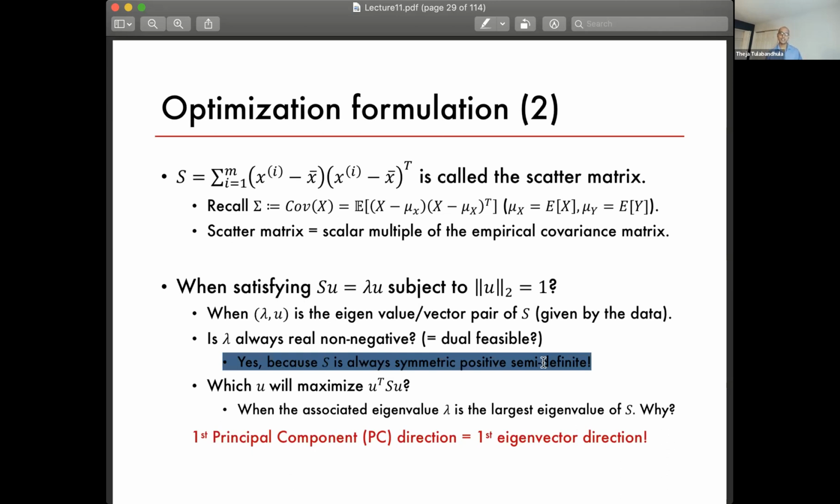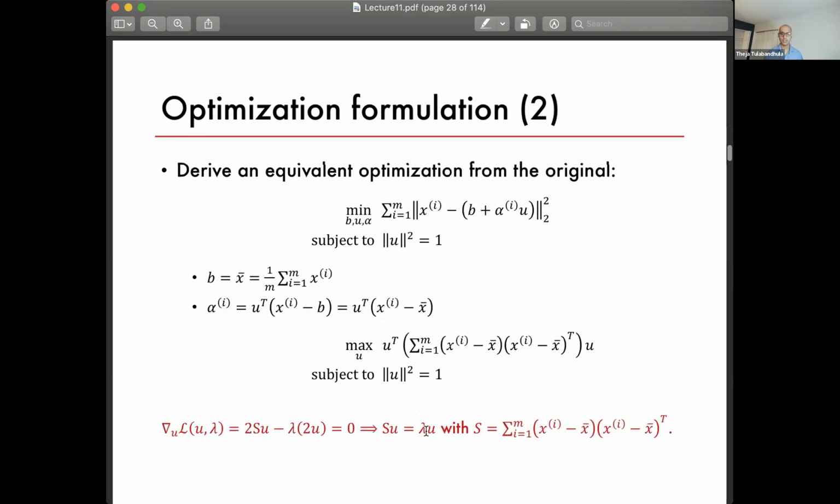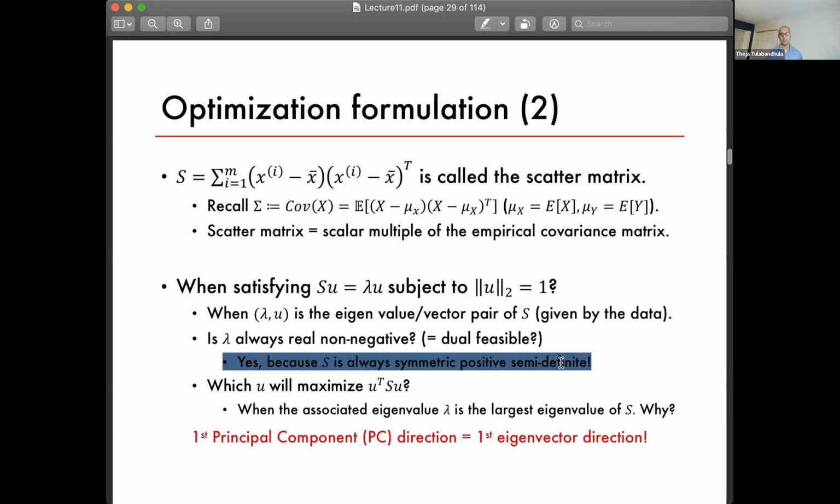Okay. Now the question is, what is u, right? Remember, in the original problem, we want to maximize this objective, which means that we want to maximize u transpose S u, right? So u transpose S u is what we want to maximize. And so we don't just want to satisfy S u equal to lambda u. We also want to find that u and lambda pair such that u transpose S u is maximized. Okay, and that's exactly the definition of the first eigenvalue and first eigenvector pair of this matrix.